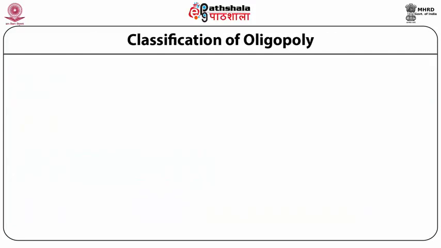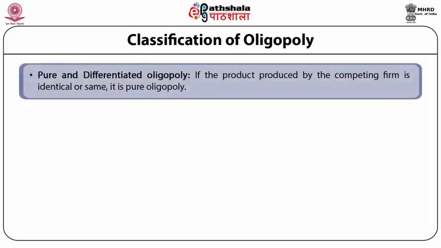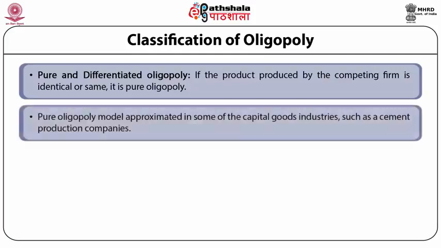Now we are coming to the classification of oligopoly. First of all, pure and differentiated oligopoly. If the product produced by the competing firms is identical or the same, it is pure oligopoly. Pure oligopoly model is approximated in some of the capital goods industries such as cement production companies.